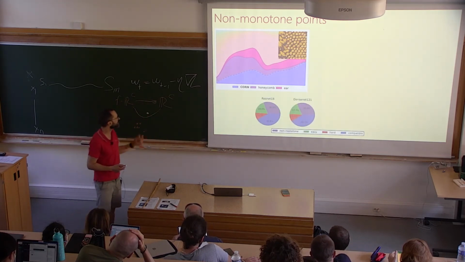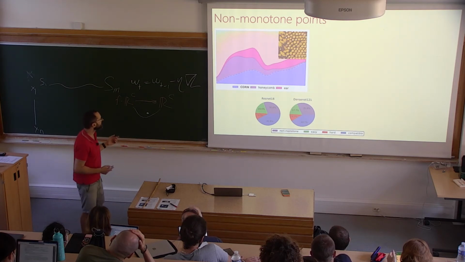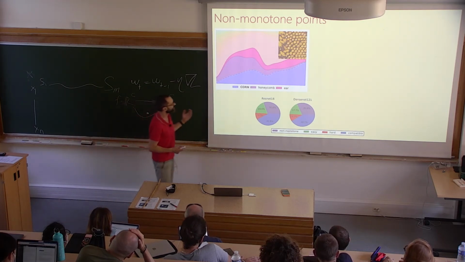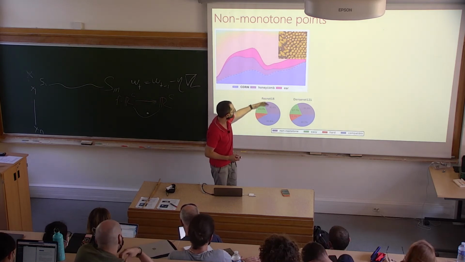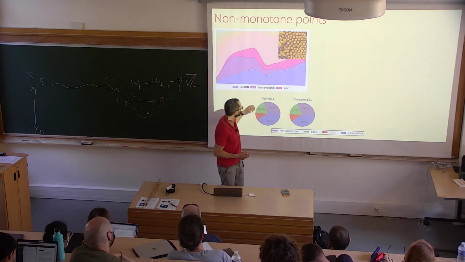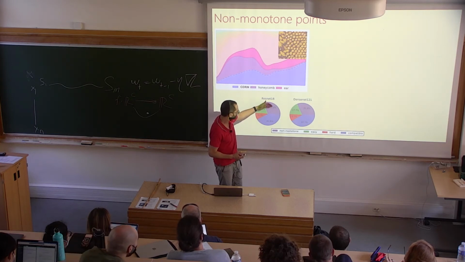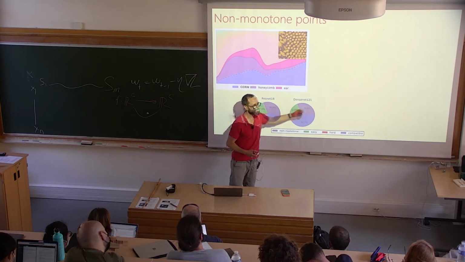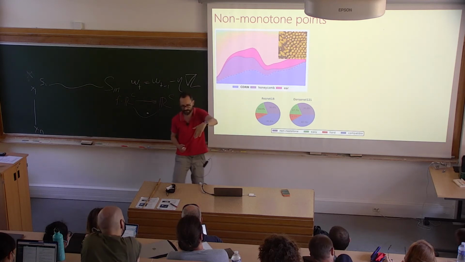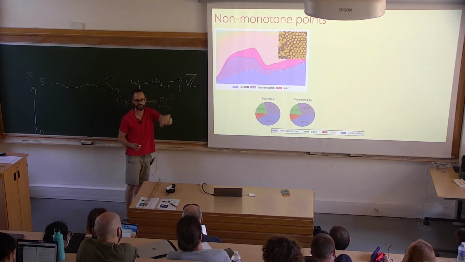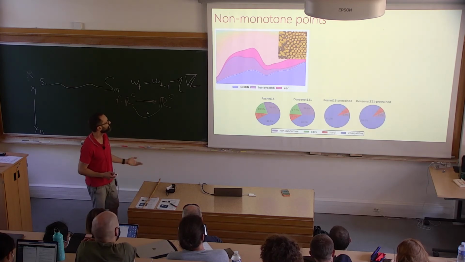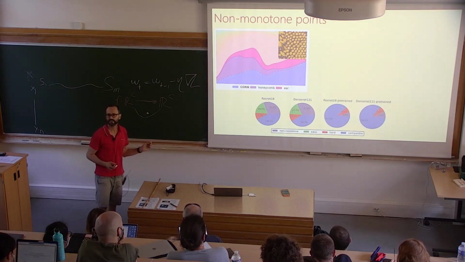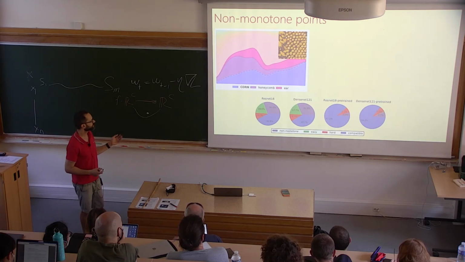This is a statistic from ImageNet. There is actually a decent fraction of these non-monotone points. We measured with respect to ResNet 18 and ResNet 121, and there is a decent fraction of these points that are non-monotone, where you get worse at some point. As you get better globally, you get worse locally. But interestingly, if you pre-train the models, then they all basically disappear.